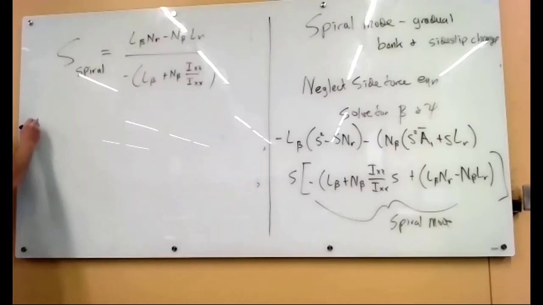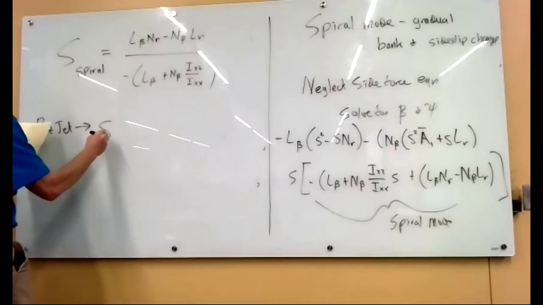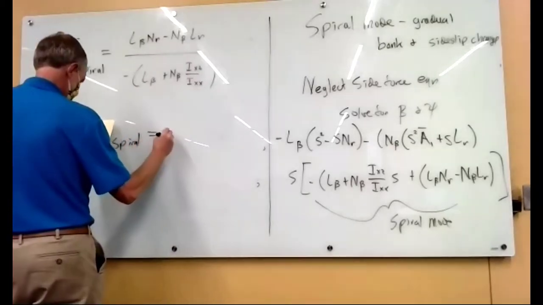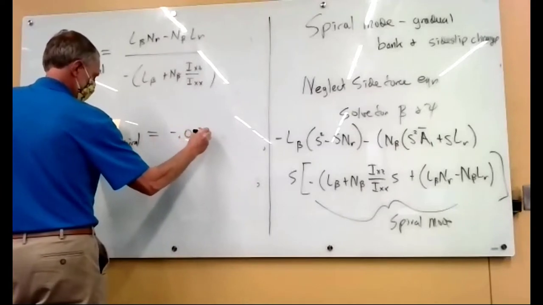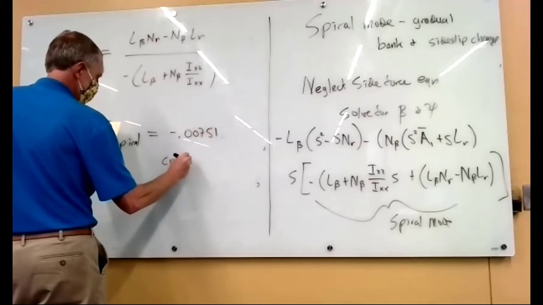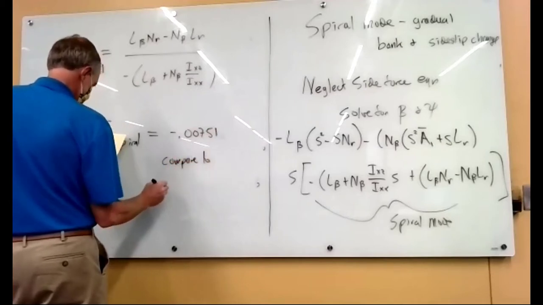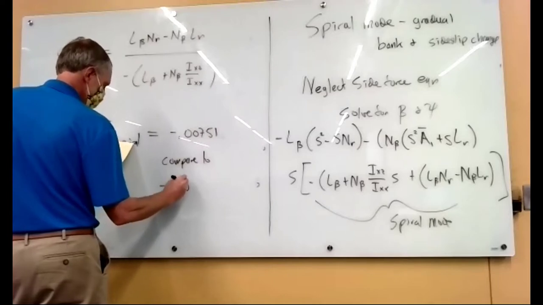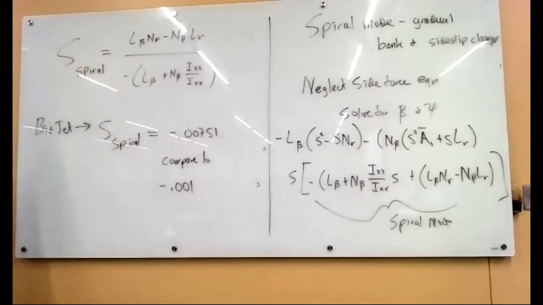And for the BizJet, plug in numbers. Compare to the full value, and it looks off by a lot, but it's the right order of magnitude.